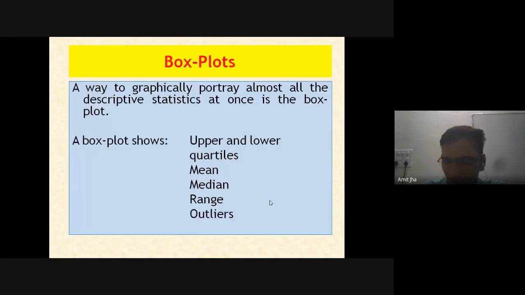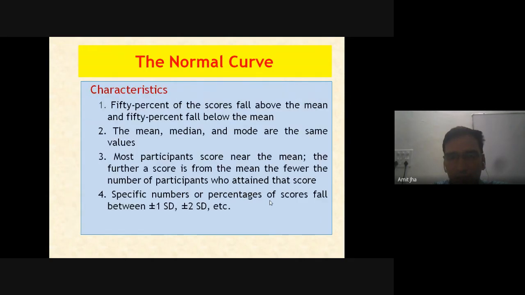Now, box plot. We might have heard of the box plot so many times. Actually, it is a way to graphically portray almost all the descriptive statistics at once, and this is the box plot, wherein we find the upper and lower quartiles, mean, median, range, and outliers. So in the box plot we can find out all the descriptive statistics at once.